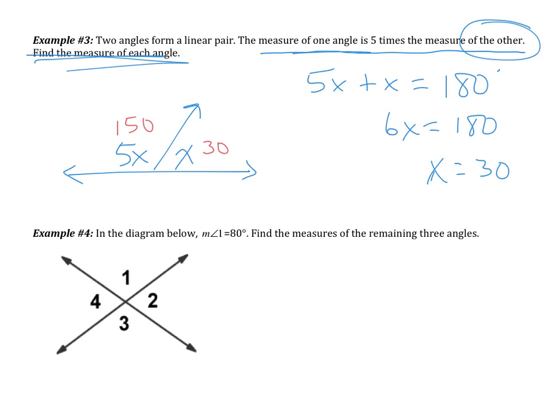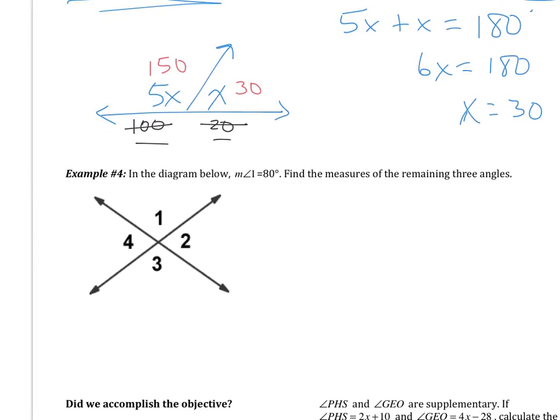So I just want to point out to you, what if for some reason someone had said 20 as x? What's 5 times 20? That's 100. Is 100 plus 20 equal to 180? No. So no other x value will work. The only correct x value that will work will be 30. Okay? All right. Last question. Okay? Easiest question of all.